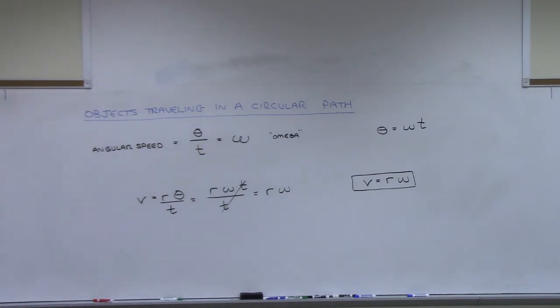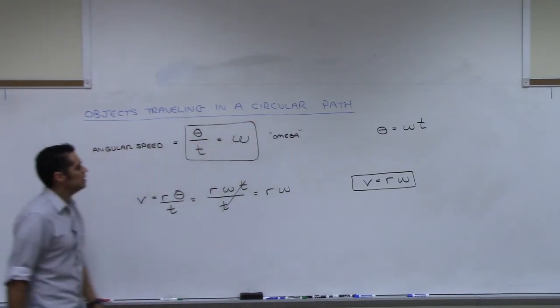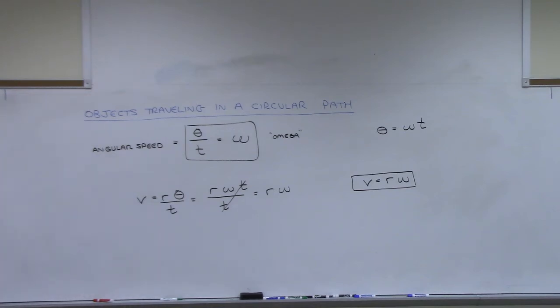Let me show you an example of this, all right? There are two formulas I just gave you. Omega is theta over t, and v is now r omega.